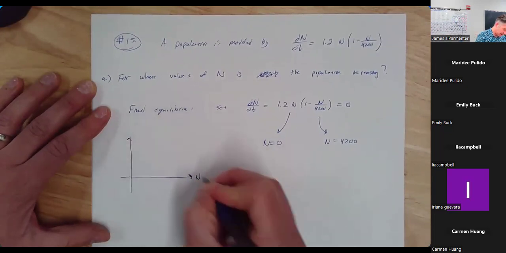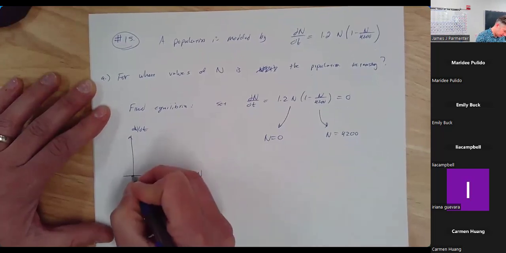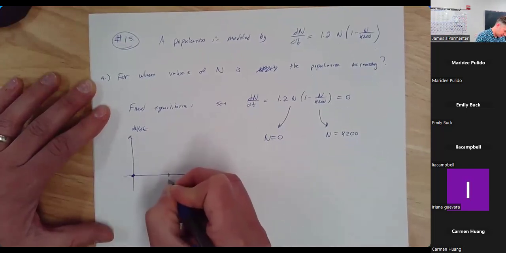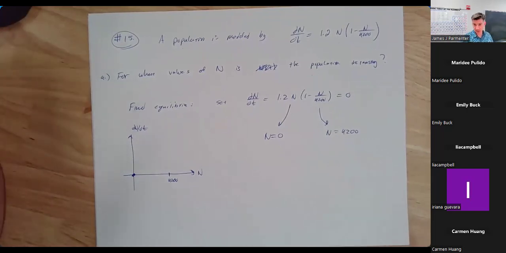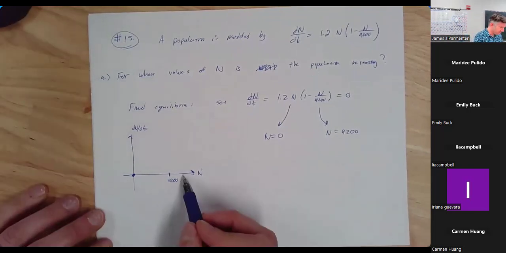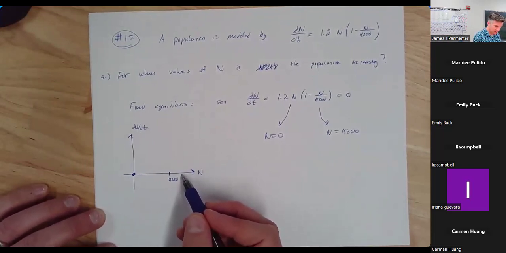So here's my n, here's my dn dt. My equilibrium is 0 and 4,200. And maybe this is what someone was asking about before. This is where I'm going to just plug in values in between to see. So I pick a number bigger than 4,200, like a billion, and plug it in.